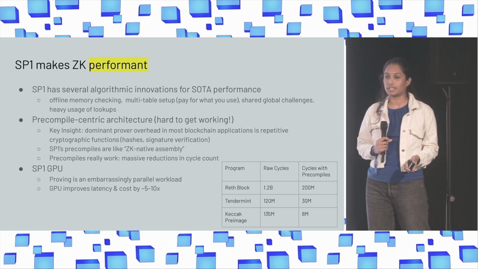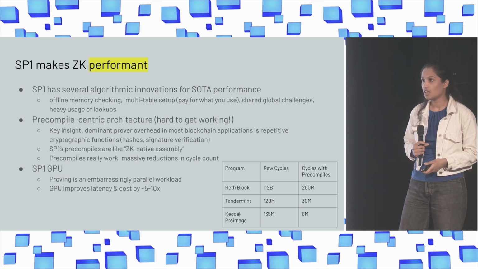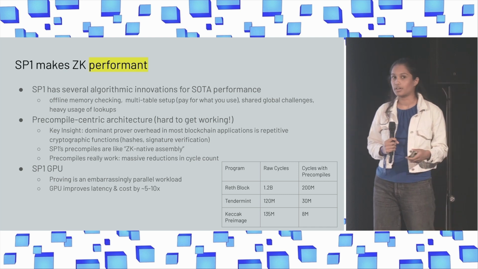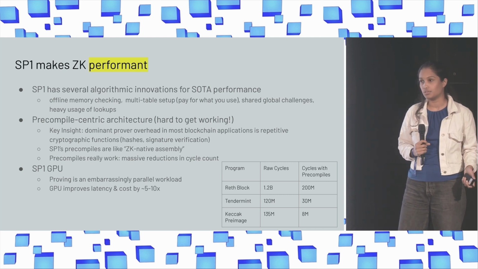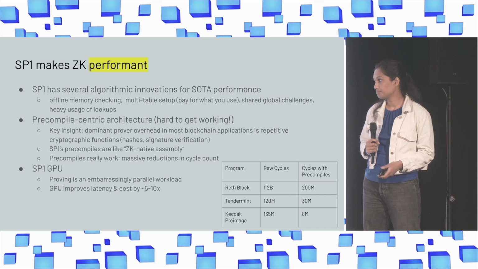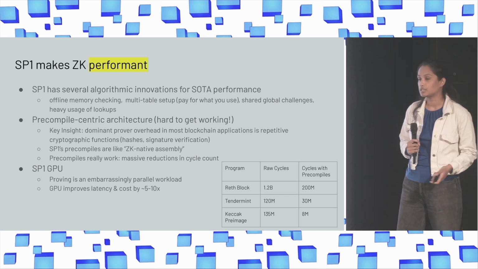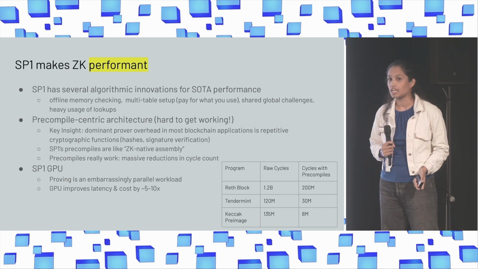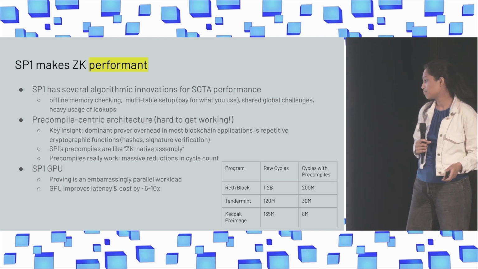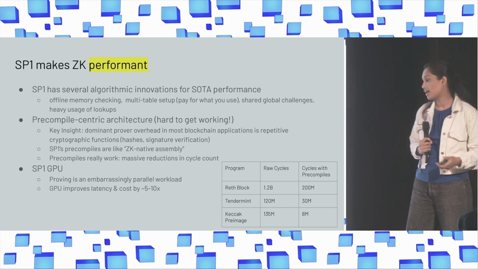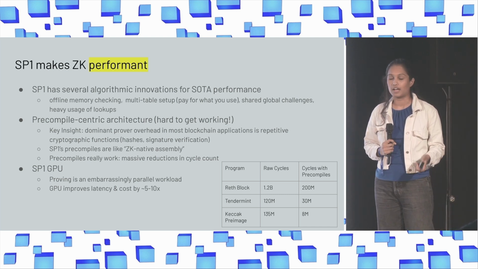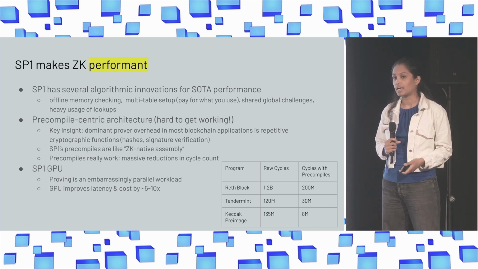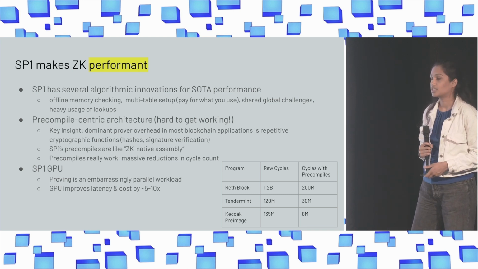We thought, what if we could replace that with a kind of ZK native assembly, where we have a specialized circuit for things like Keccak or SHA or Ed25519 verification that talk to our main CPU and save time and prover overhead. It's hard to get all the engineering right to make this work, but once it does work, it's actually really effective. Programs that used to take billions of cycles go down by a factor of 5 or 6, and in some cases, even by a factor of 10 or 20. SP1 currently has state-of-the-art performance, often by an order of magnitude, and our precompile-centric architecture is really key to that.